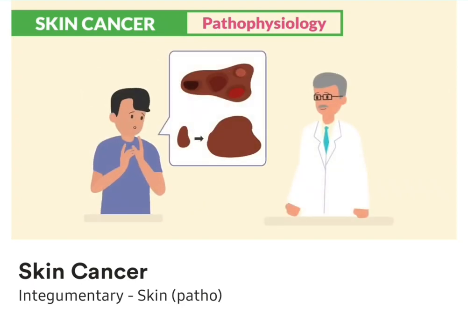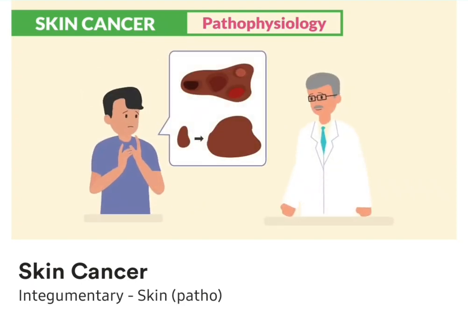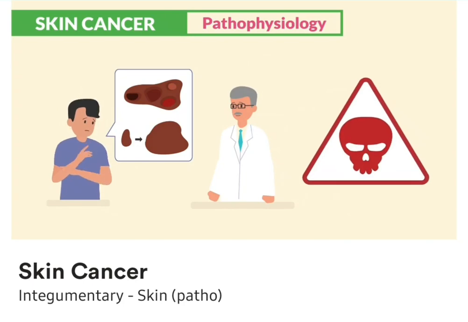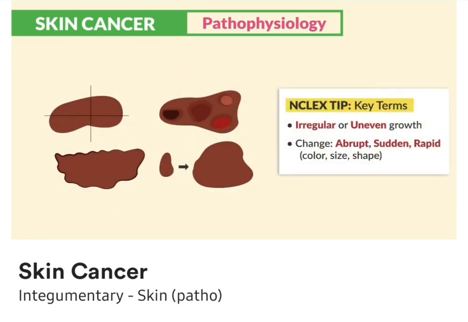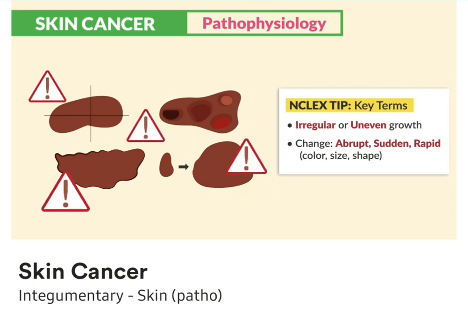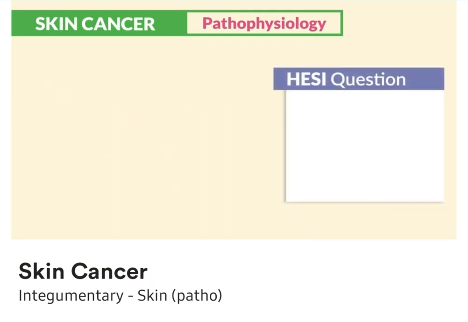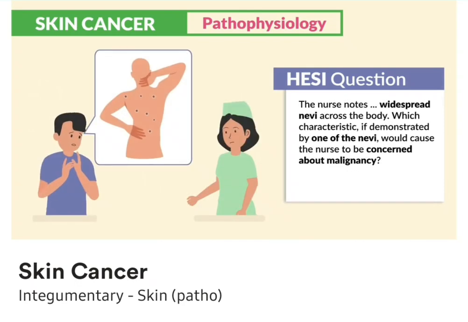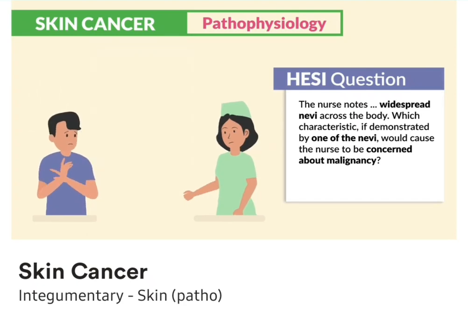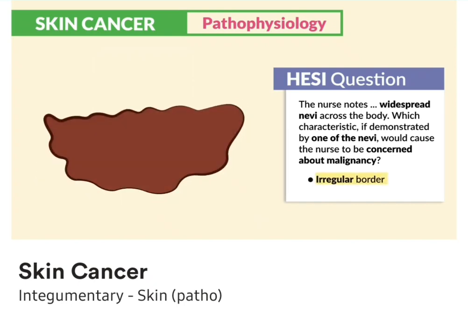So teach clients to report to the HCP for a follow-up immediately. This could mean deadly malignancy. Now, a little side note here. A full workup for every single mole is not necessary. Only the ones that are changing or have uneven growth or irregular growth here. So Hesse mentions, the nurse notes widespread nevi across the body, which characteristic, if demonstrated by one of the nevi, would cause the nurse to be concerned about malignancy. Irregular border. Yes, we want a round border. Anything that is irregularly shaped is bad.